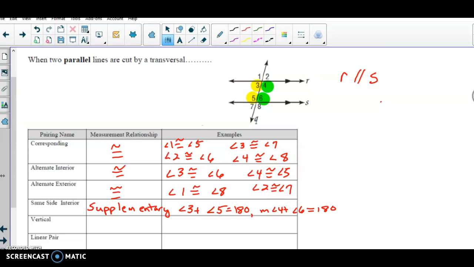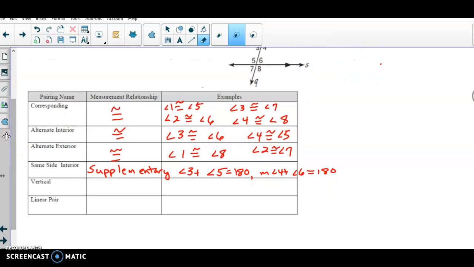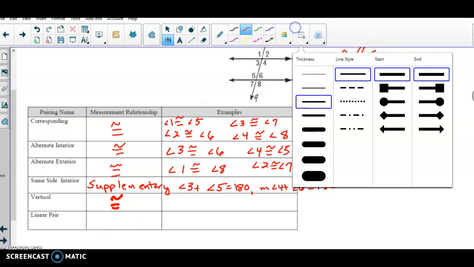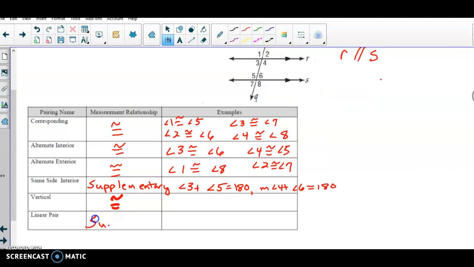Vertical angles and linear pairs, those are both combinations that we talked about in Chapter 1. So I just wanted to repeat here things that we learned in Chapter 1. Vertical pairs are always going to be congruent, and linear pairs will always be supplementary. Again, those are things we talked about and that you tested over in Chapter 1.